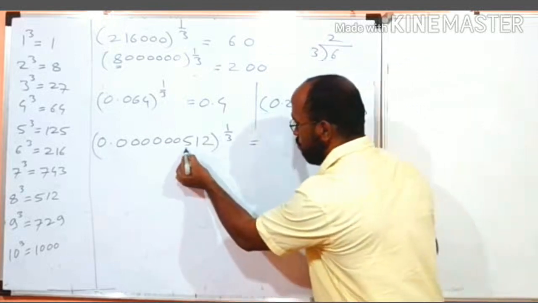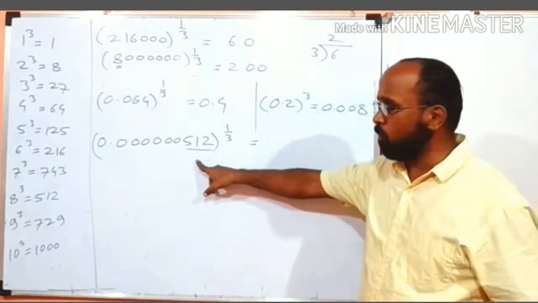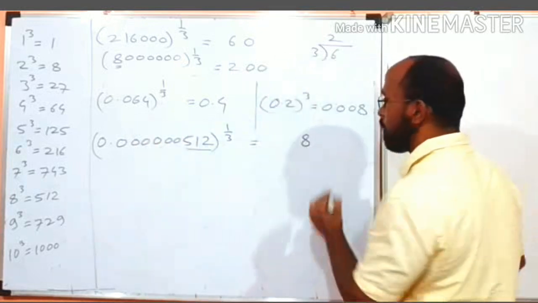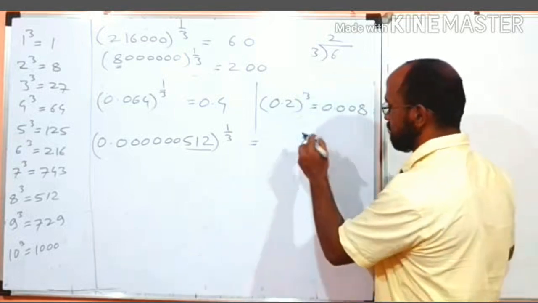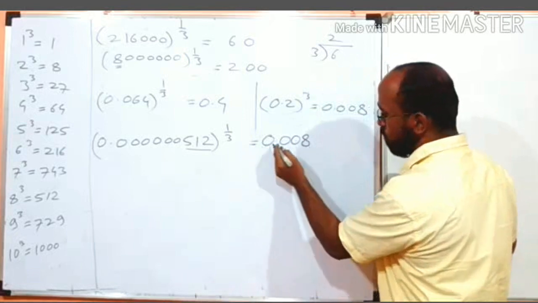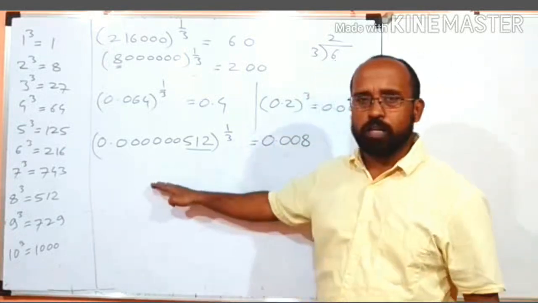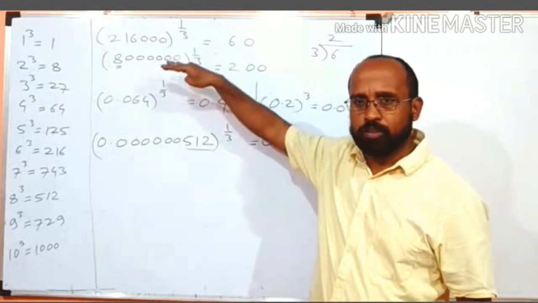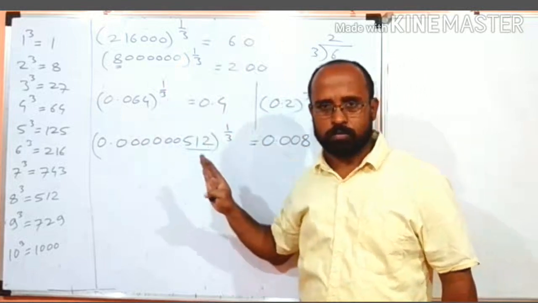For that we have to find out the cube root of the given number. The number is 512. The cube root of 512 is 8. So your answer will be 8. But how many decimal digits will be there? 3. So let us adjust this 8 with 3 decimal digits. It will be 1, 2, 3, 0.008. Done. So this is the way to find the cube root of a number ending with 0 and the cube root of a decimal number.